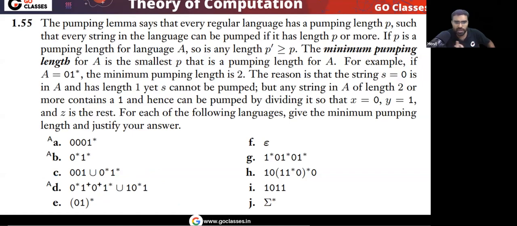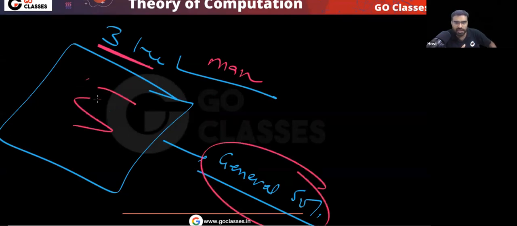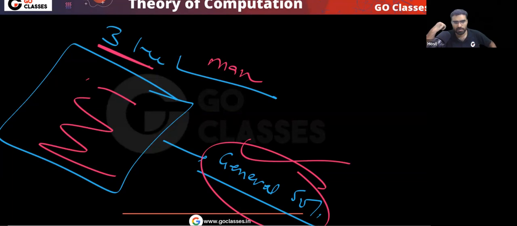For example, did you notice what I did? I checked length 3 strings manually, and then I checked all the strings in the general solution. Yes or no? Agree? Length 3 strings I checked manually so that I can become comfortable with the language. Then all the remaining strings I checked in the general solution. So this is what I have done. Okay, let's move on now.